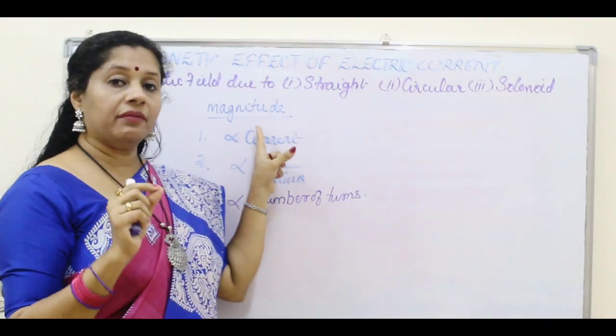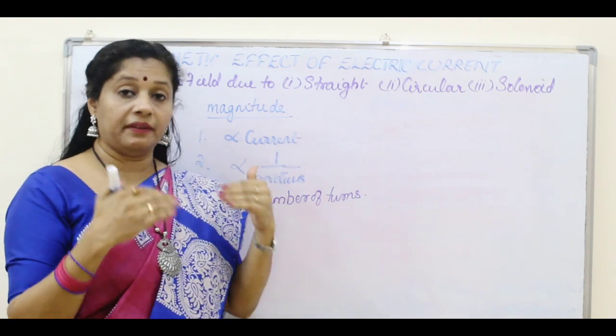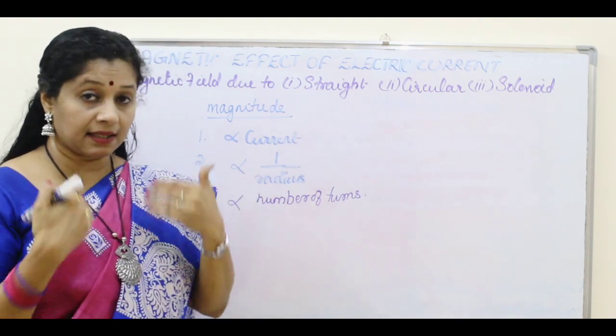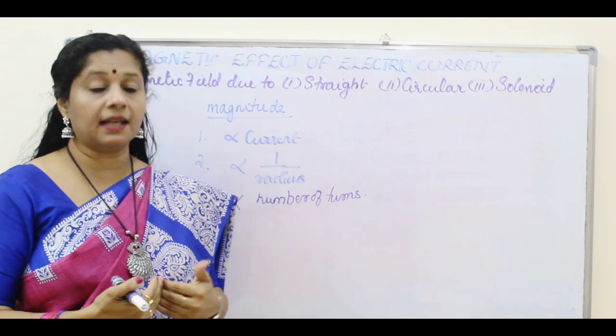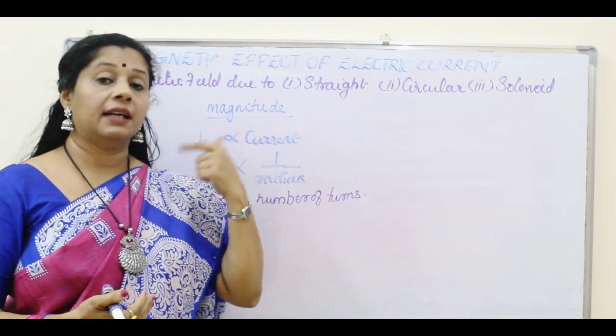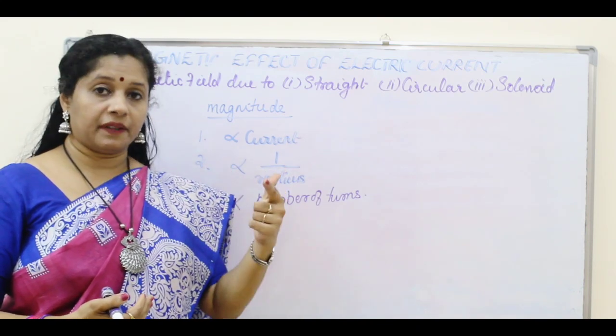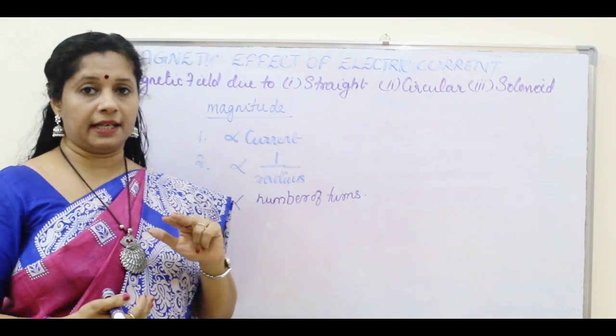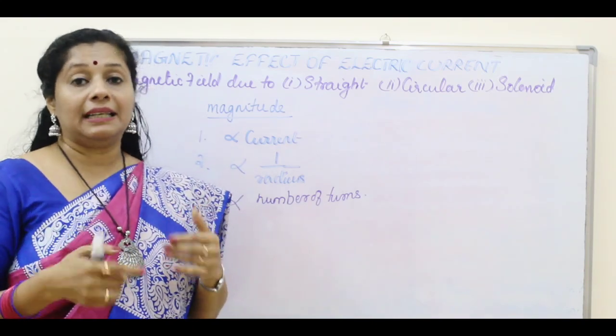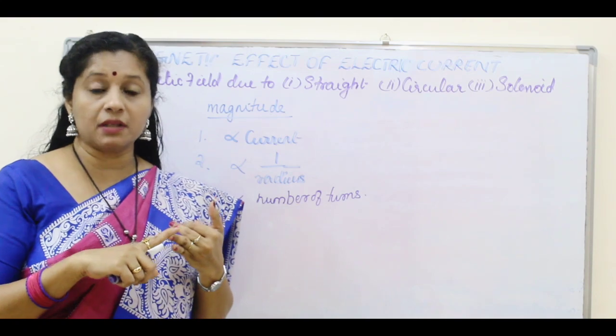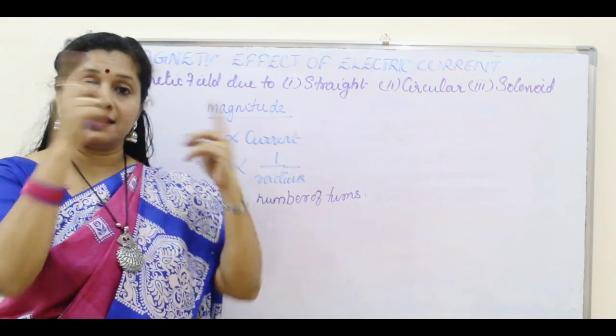So magnitude of the magnetic field in a circular current carrying conductor is directly proportional to current, directly proportional to the number of turns, inversely proportional to the radius. Suppose if you want more field, you can increase the current, you can increase the number of turns, and if you want less, you can increase the radius.